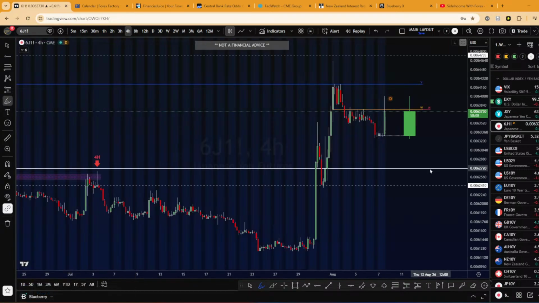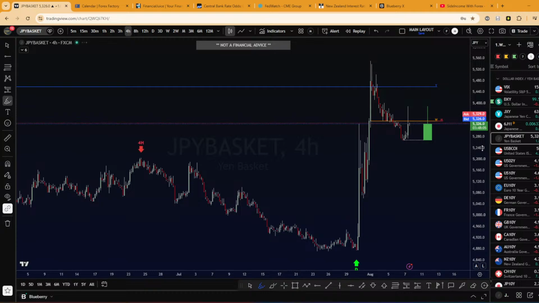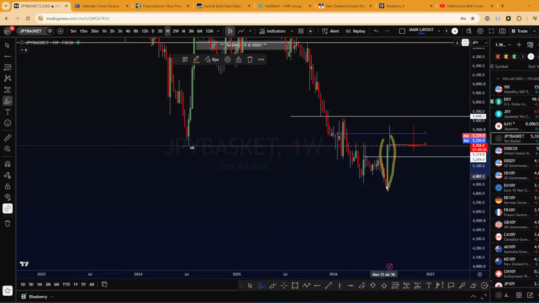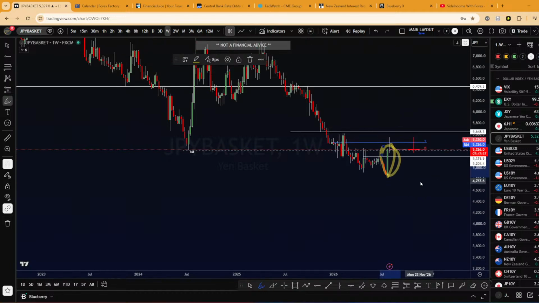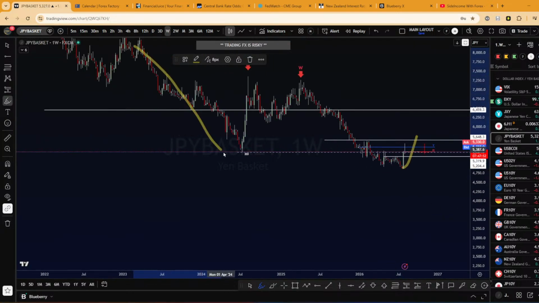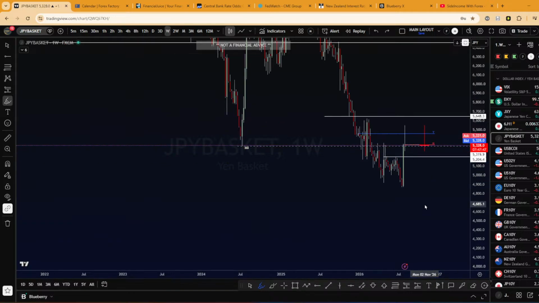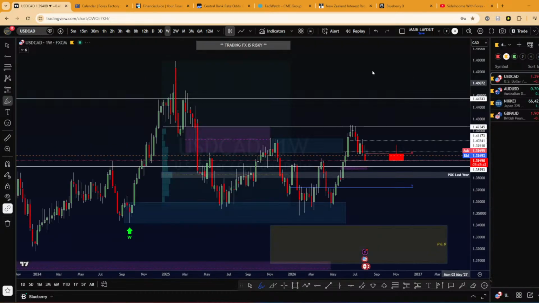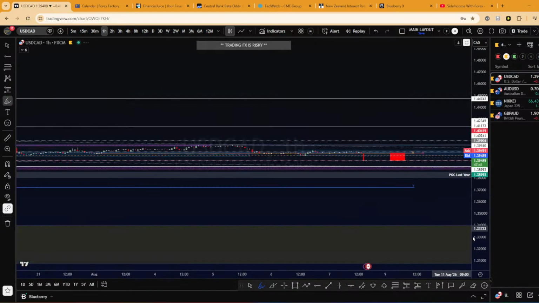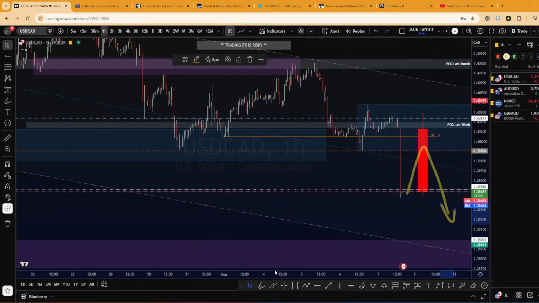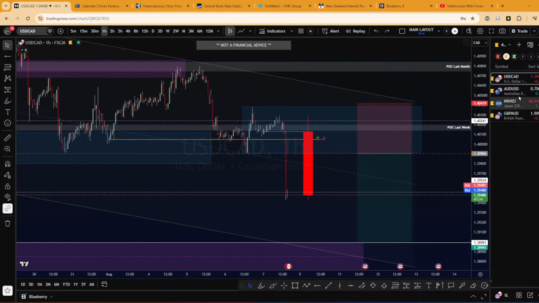The yen is very, very weak. If I see the Japanese basket, yeah, we have some intervention from the Bank of Japan, so we could see some rebounds, but on higher time frame we can see the yen is weak in the long term. Okay. USDCAD bearish. Just need some sort of retest before getting in this trade.